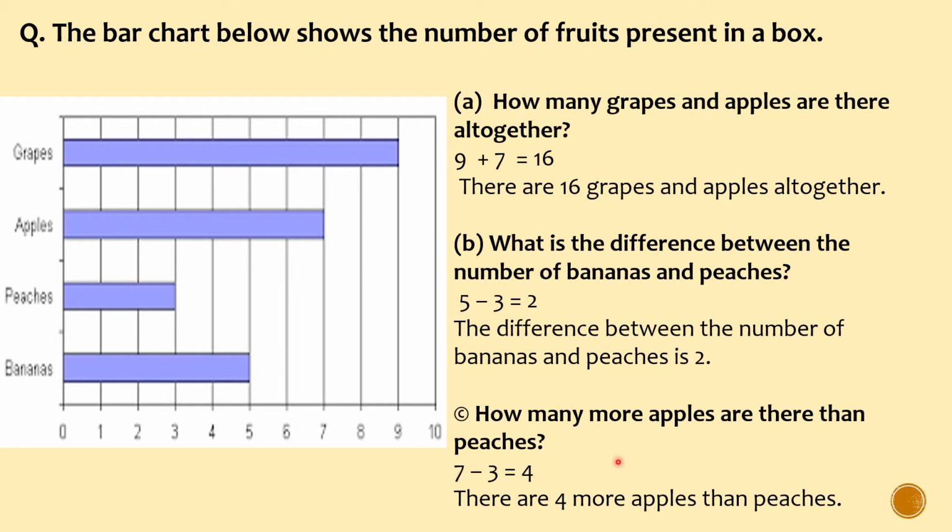How many more apples are there than peaches? Whenever the question says how many more or how many fewer, you need to subtract. You are supposed to compare the two things and find the difference. So apples minus peaches: apples are 7 and there are 3 peaches. So 7 minus 3 is 4. There are 4 more apples than peaches.